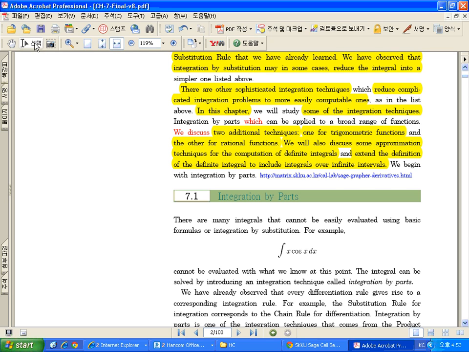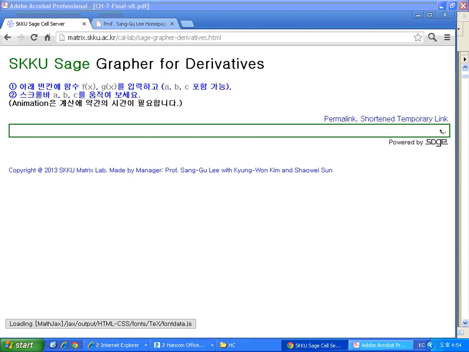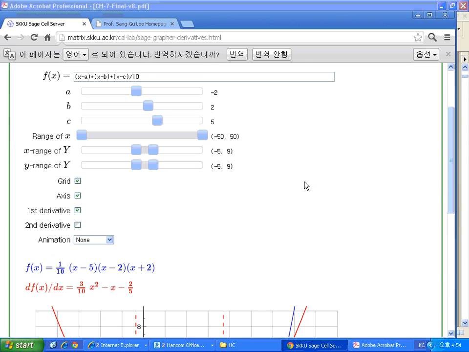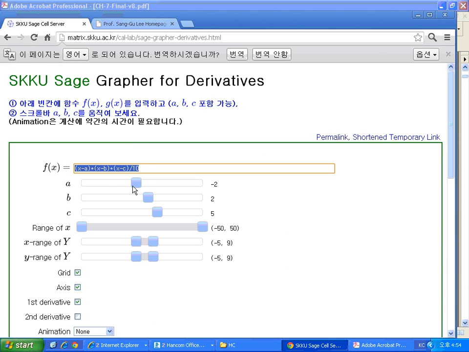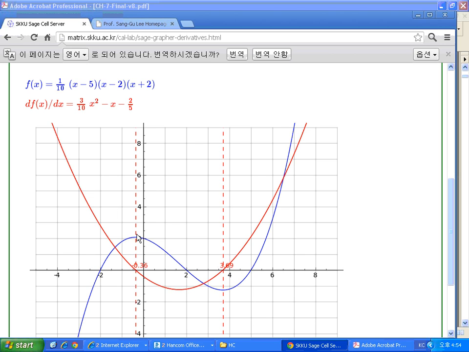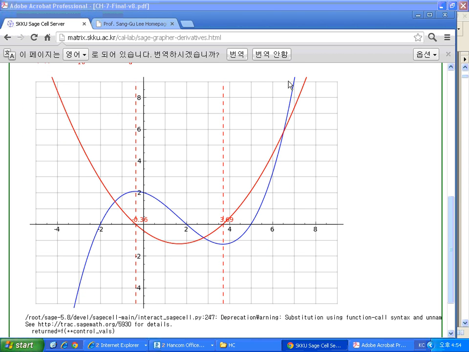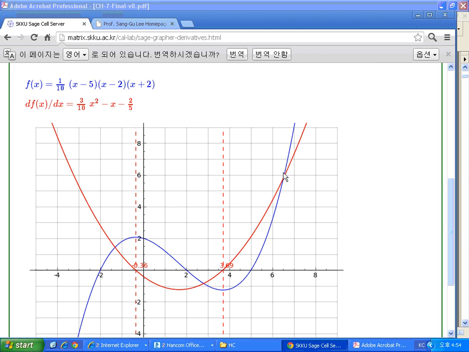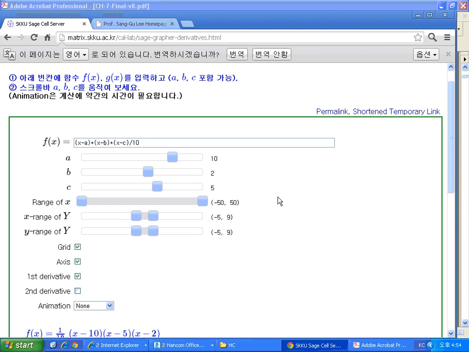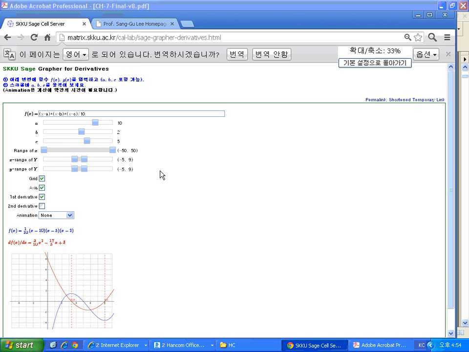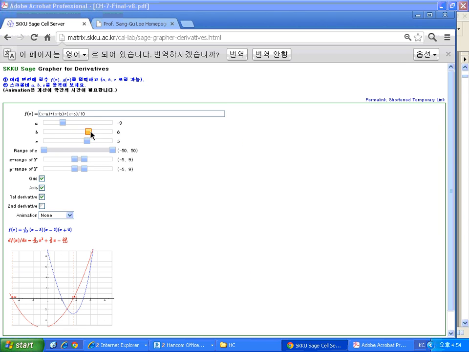I may introduce you to a simple applet that we have developed. This is one example that you see. If we have a function like this, this is the first derivative. This is the original function, a polynomial, and this is a graph of its first derivative. If you move it, then the graph changes, and it gives us a new graph.